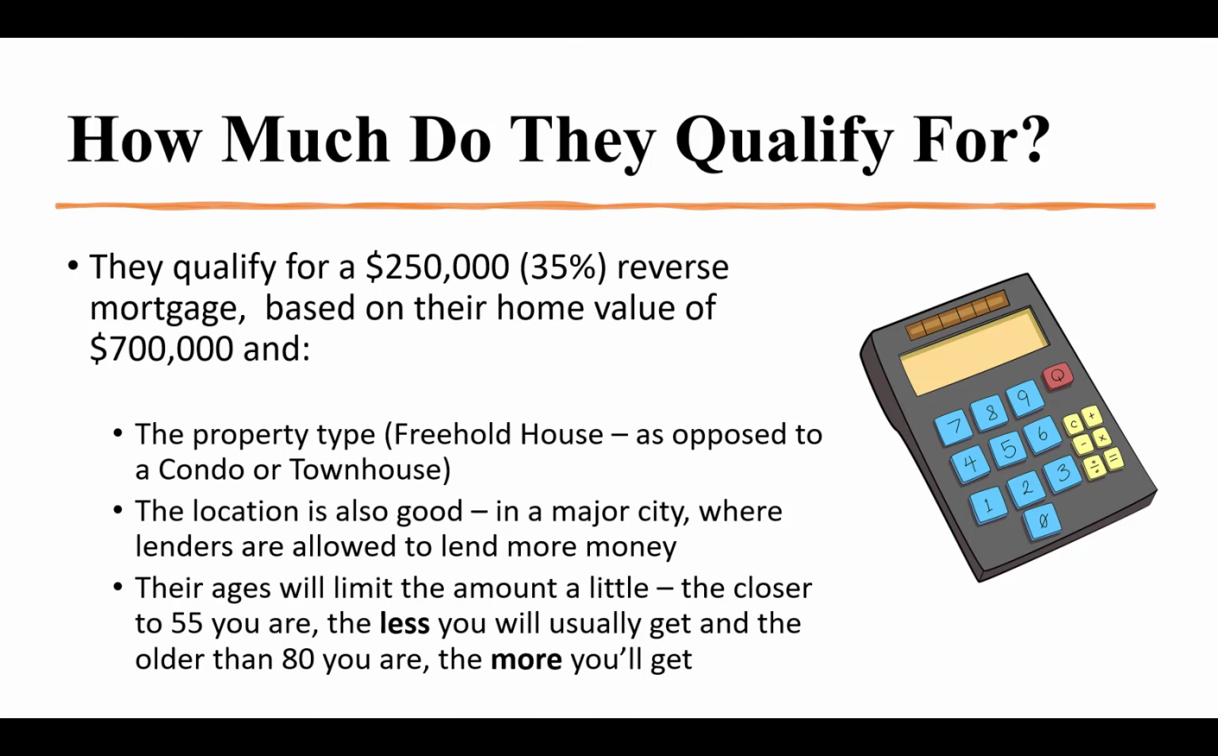Their ages will limit the amount a little bit. So the closer to 55 years old you are, the less you're going to get. And the older and closer to 80 and over you are, the more you'll get. So remember I said the range was 10 to 55%. Well, if you're 55 years old, you're going to be closer to that 10%. And if you're 80 years old, you're going to be closer to that 55%.